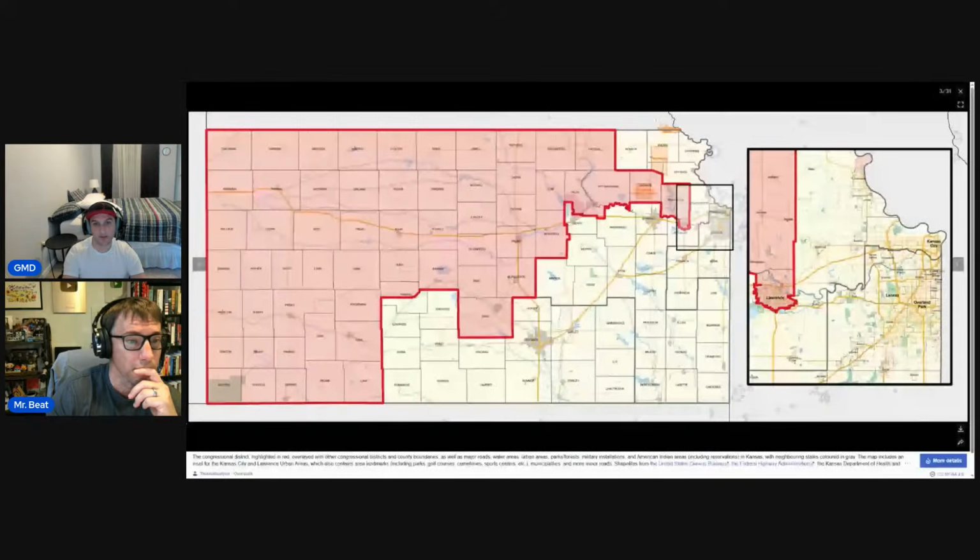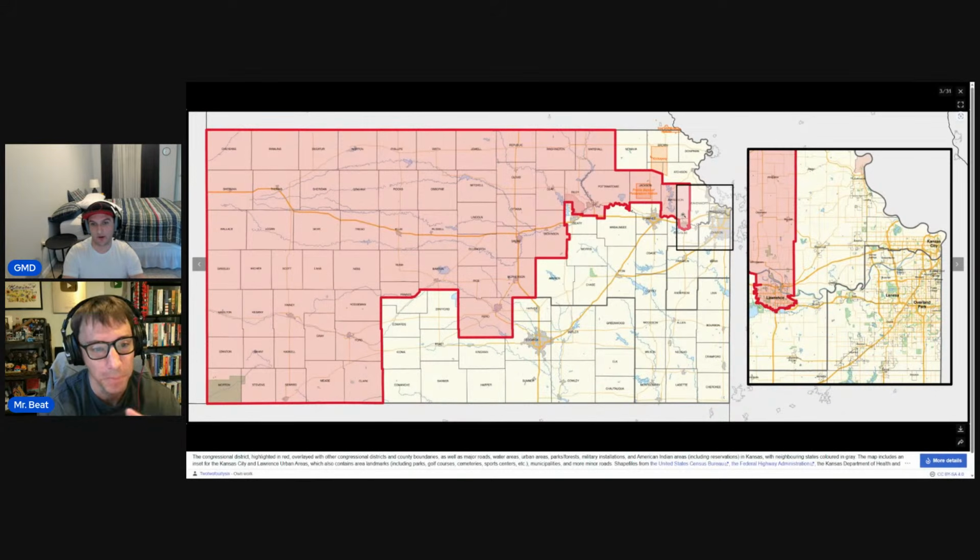District map. Here is Mr. Beat's district, District 1. He lives here. I live here, right at the edge of Douglas County. I'm not sure if you see my pointer. I can't see it. We can't see it. Okay, well, my apologies. Here we go. Do you see my pointer now?